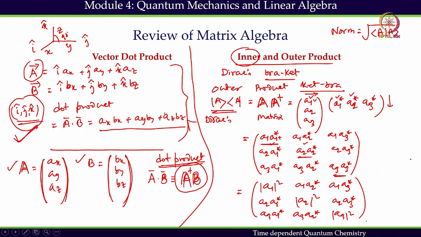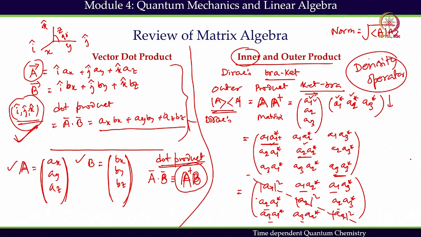Okay. So, what we see is that in the diagonal terms, we get the individual absolute squares, and in the off-diagonal terms, we get the cross terms. This kind of ket-bra notation will be used to represent the density operator. We will come back to the density operator at a later stage, not right now. It is related to the density operator. We will come back to this later, but the inner product, we have understood, is going to be a bracket.